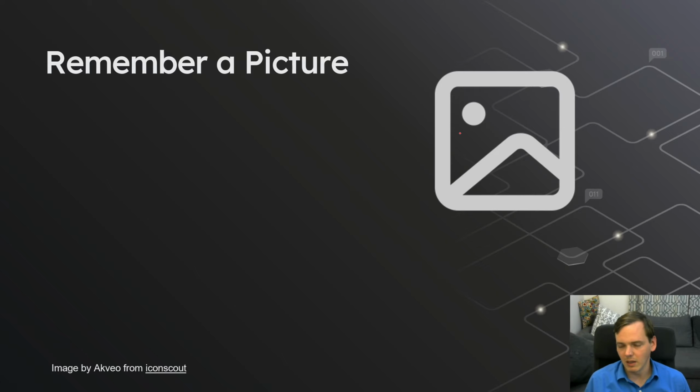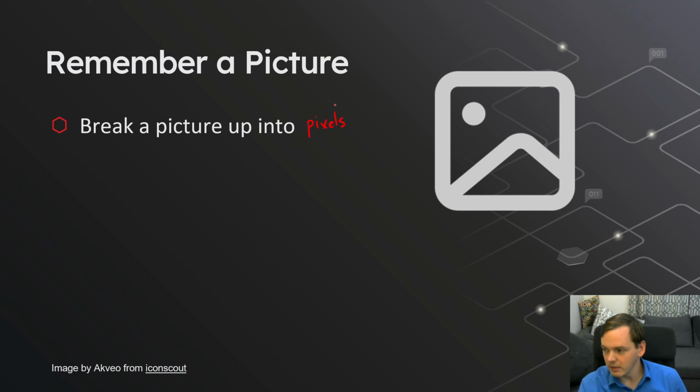So to remember a picture, we're going to start with a picture. So I've just slapped this picture of a picture over here on the right. And the first step is to break that picture up into pixels. So if you're taking a picture using a digital camera on your phone, that's going to do the breaking up into pixels for you based on how many sensors there are. So that's why we say we measure the sensor size in megapixels, or that's millions of pixels.